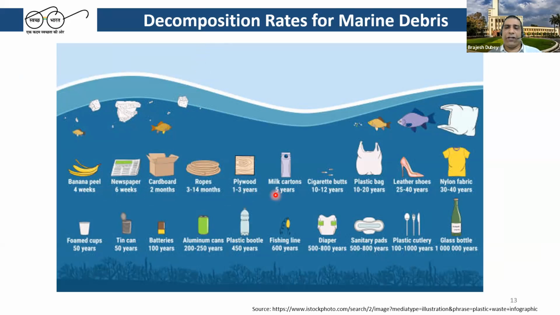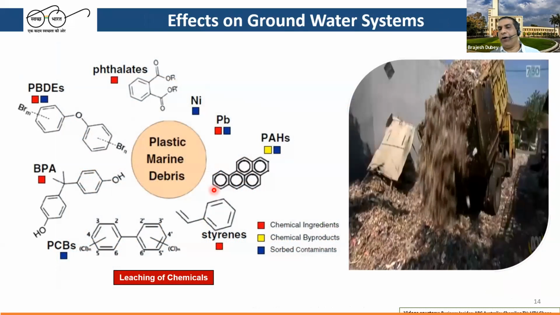And as you can see over here, it takes a plastic bag 10 to 20 years, nylon fabric 30 to 40 years, fishing line 600 years, plastic bottles 450 years. These are the number of years it will take to really decompose and degrade in the environment.